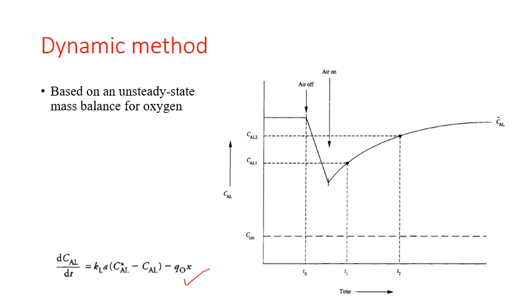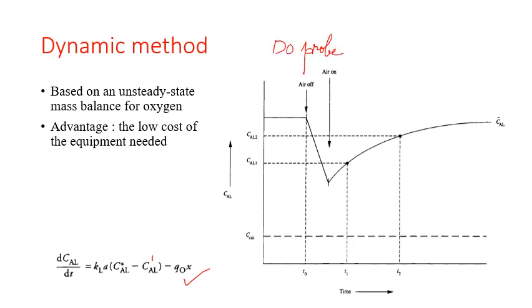And again, one of the advantages of this method is the low cost of equipment needed. Here all you do is measure the oxygen concentration, which you can simply do by means of a dissolved oxygen probe, a DO probe. You can use this simply to measure the concentration of oxygen, and that's all you need to measure here. You dip a dissolved oxygen probe into the reactor and measure the oxygen concentration.